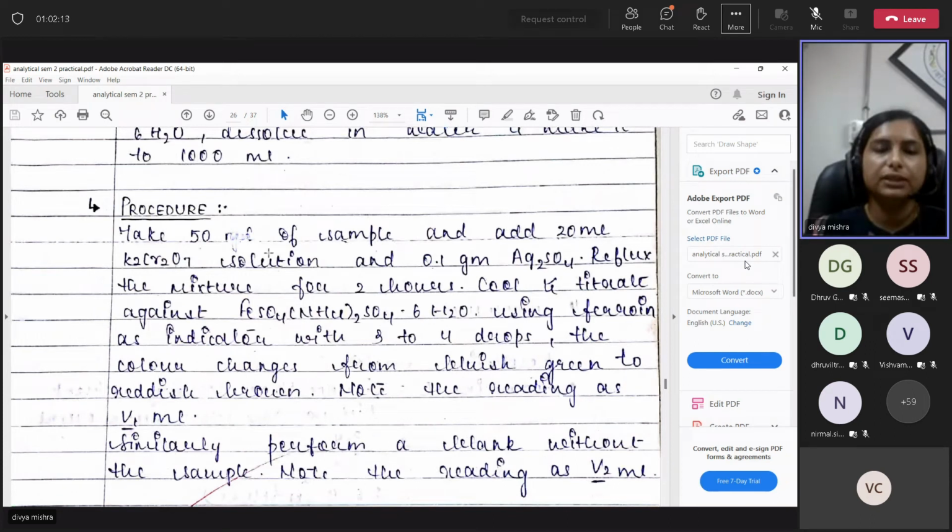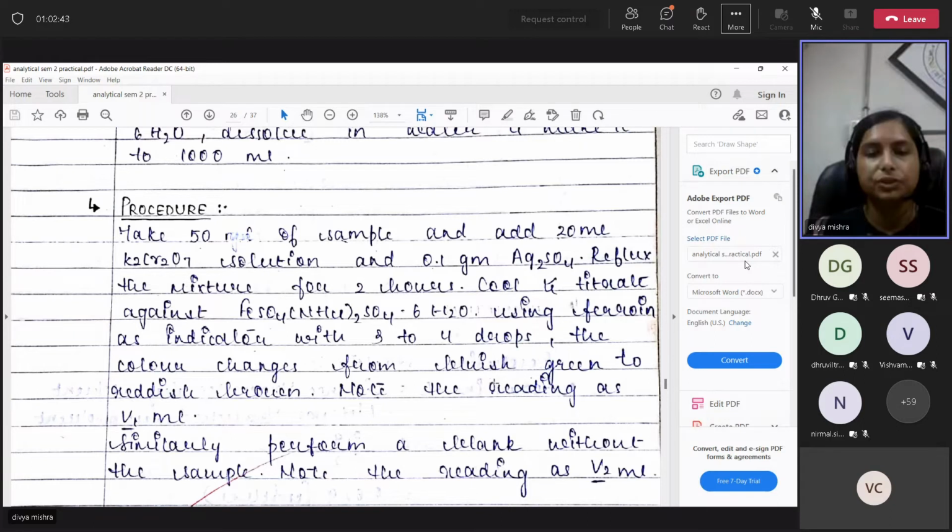Now we will take 50 ml of the sewage sample. We will add 20 ml of the chemical oxidant, potassium dichromate. Then we are adding 0.1 gram of silver sulfate. We will reflux it for 2 hours. We will cool it. Then we can add mercurous sulfate, and then we can titrate it against ferrous ammonium sulfate.